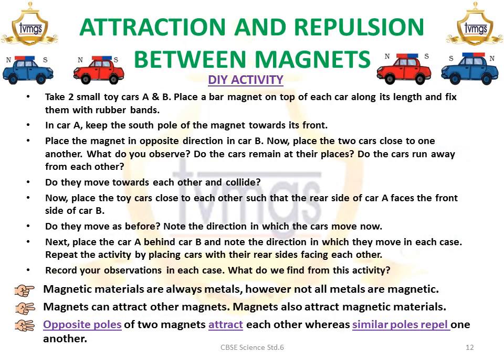The final property of magnets that we'll cover here is attraction and repulsion between magnets. Time for some DIY. Take out two small cars and label them as A and B. Place a bar magnet on top of each car and fix them with rubber bands or a sellotape. In car A, keep the south pole of the magnet towards the front of the car, and in car B, keep the north pole of the magnet in front of the car. Now, place both the cars face to face such that the front of the cars face each other.